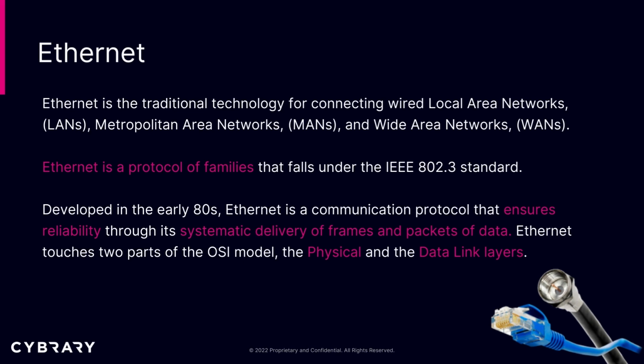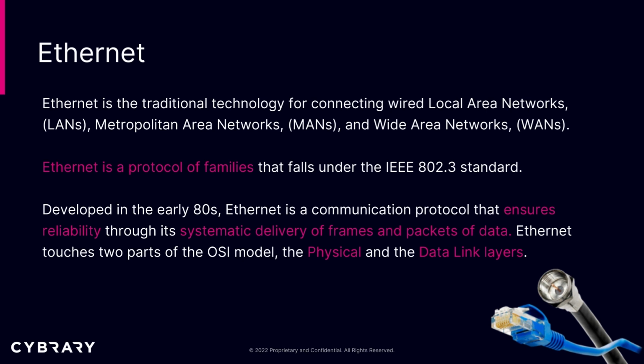Now, the Ethernet protocol was developed in the early 80s. Ethernet is a communication protocol that ensures reliability through its systematic delivery of frames and packets of data. Ethernet touches two parts of the OSI model, the physical and the data link layers. So, Ethernet actually is a connection protocol. And I know commonly nowadays we may refer to an Ethernet cable and a cabling or Ethernet. But Ethernet actually is a communication protocol, not just a cable.